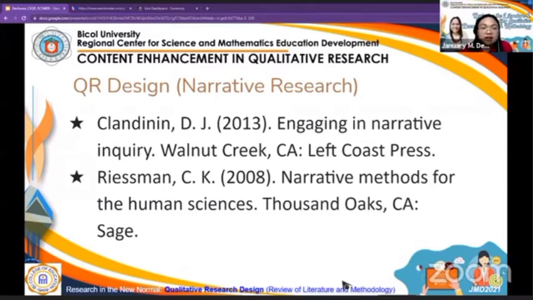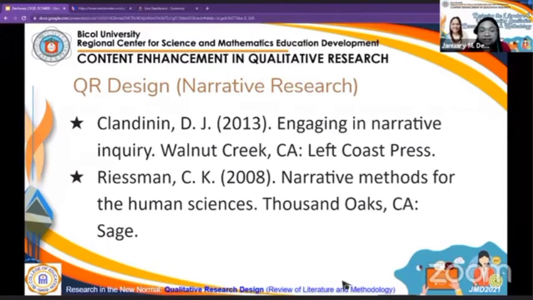I've mentioned Clandinin earlier. You could read her book, Engaging in Narrative Inquiry. In this book, she articulates her intention to return to the question, what is it that narrative inquiries do? There are practical guides on how you can use detailed descriptions and examples of narrative inquiry in educational research in particular.